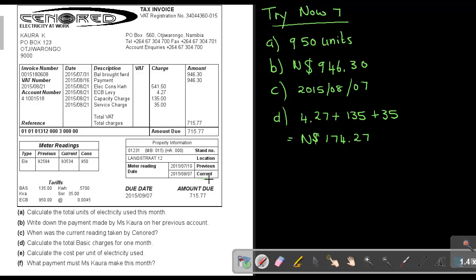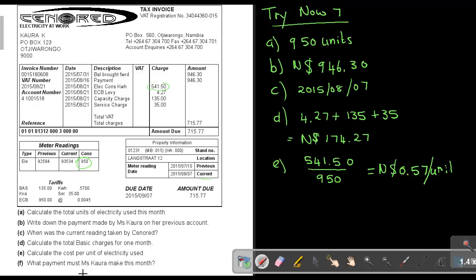Calculate the cost per unit of electricity used. What is the units? Can you remember? Where did we find that again? There was the units, and there is the cost of that. So we will just take that 541.50, and we divide it by the 950, and that will bring me to an answer of 0.57 Namibian dollar per unit. Okay.